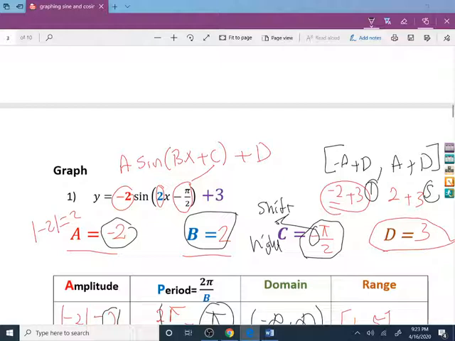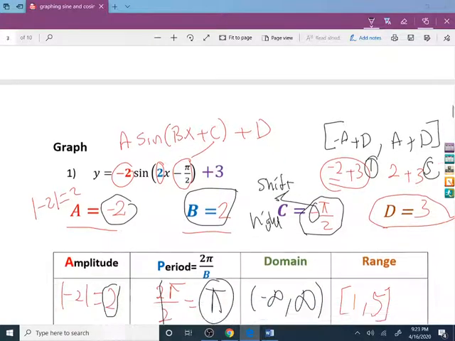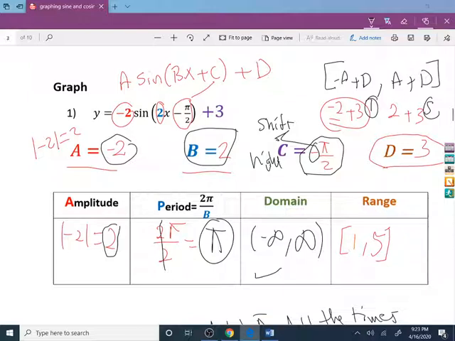Find what we need: the amplitude, the period, the domain, and the range. The amplitude: you take the absolute value of A, which is 2. This is my amplitude. The function goes up 2 and down 2, total of 4. Period is 2 pi over B, which is pi, meaning the difference between the starting point x1 and x5 has to be pi. I'm going to see that in my solution. The domain is negative infinity to positive infinity.